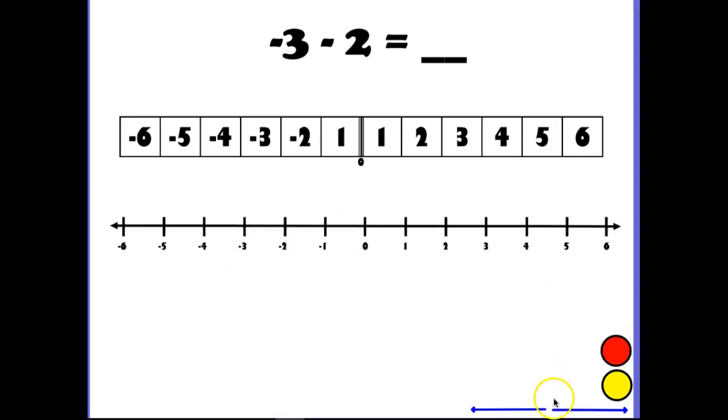Here I have a negative 3. A negative 3. And I'm subtracting a positive 2. So how can we subtract a positive 2?